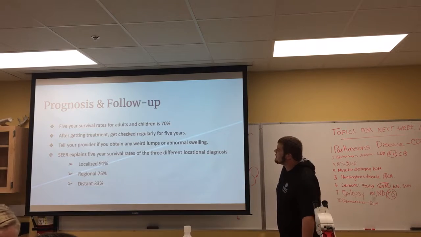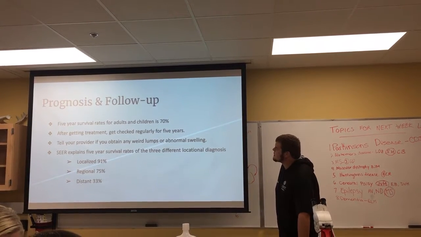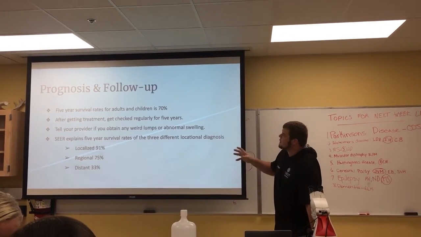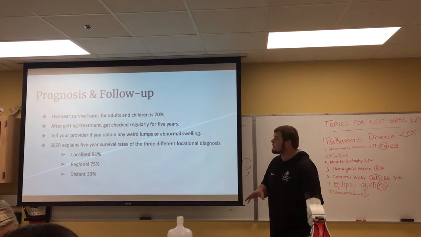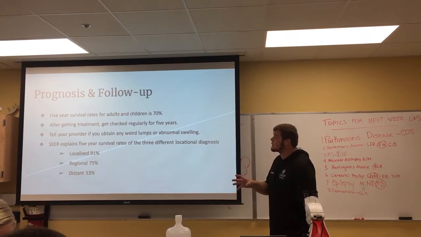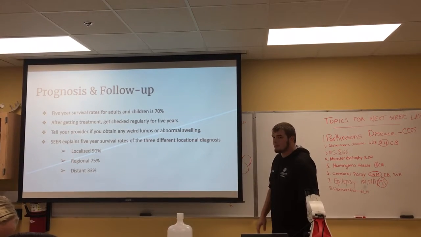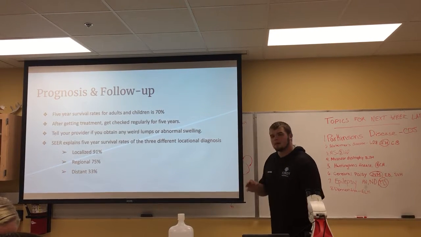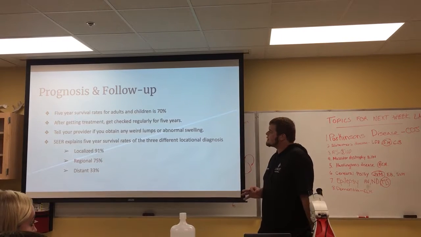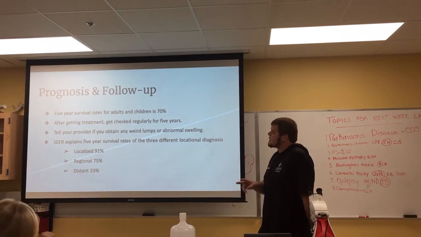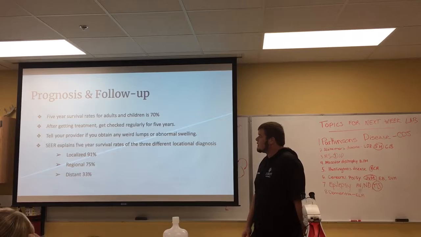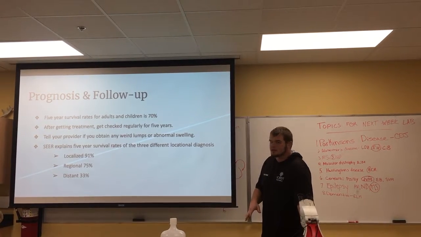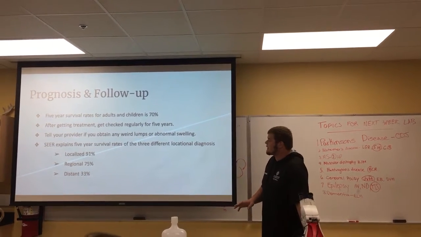So then the prognosis and the follow-up, the 5-year survival rate for adults and children is about 70%. So in about 70% of cases, you're going to see that when you get treated, those patients are going to live for 5 years or longer. Just like someone that doesn't have anything wrong with them, their probability of living past that is 70%. After getting treatment, get checked regularly for 5 years. I believe 3 to 6 months for the first 3 years is what you need to be checked in for. And then after that, you can do it once every 6 to 12. And then tell your provider if you obtain any weird lumps or abnormal swellings after the surgery, because this could lead to a remission of the cancer.